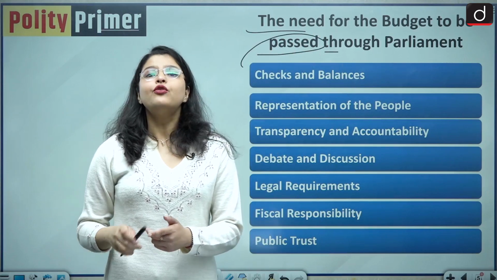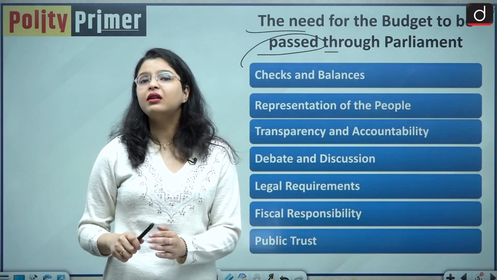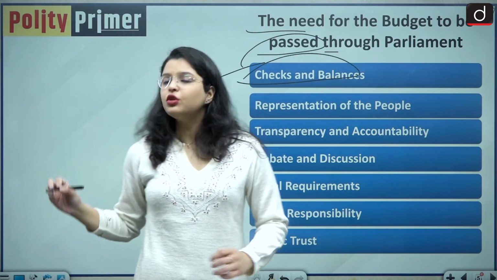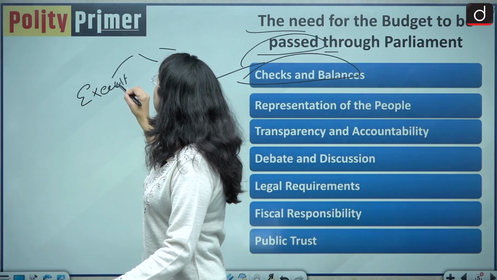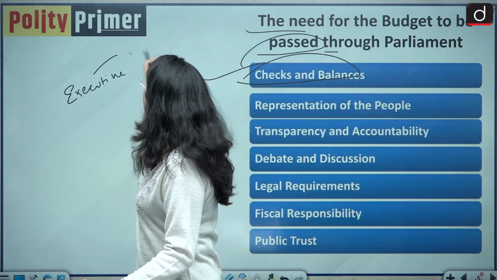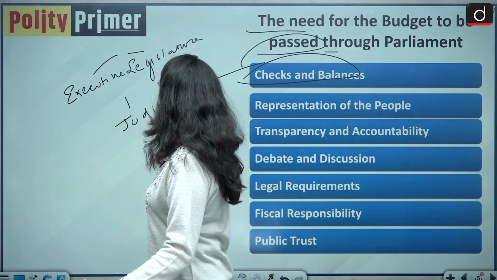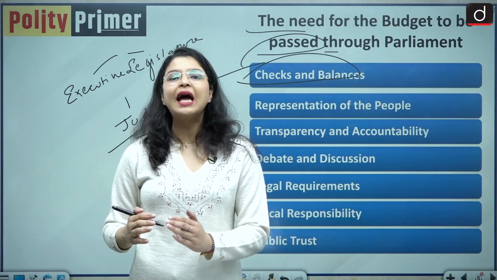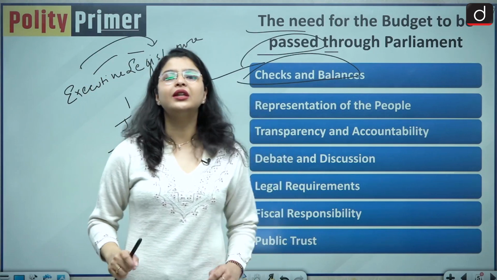Moving forward, let us analyze the need for the budget to be passed through parliament. So first things first, why do we need the budget to be passed through the parliament? Can't the government decide by itself its expenditure and earnings? So it is important for very crucial reasons such as checks and balances. You know that there is a separation of power between the organs of the government: executive, legislature and the judiciary. So basically, budget is a law, because it has to be passed by the parliament. So it helps in maintaining checks and balances of the executive by the legislature.